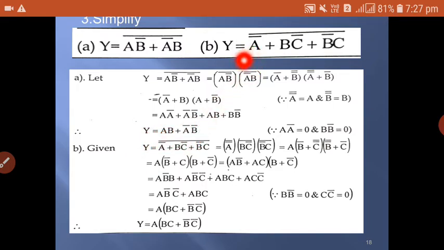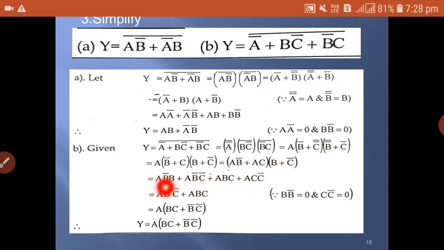Again considering the second example, A bar plus BC bar plus B bar C whole bar. So this is of the form A plus B plus C whole bar, which is again equal to A bar into B bar into C bar, which is A bar whole bar into BC bar whole bar into B bar C whole bar. So I can write this as A into, again of the form AB whole bar, which is equal to A bar plus B bar, which is nothing but B bar plus C bar whole bar into B double bar plus C bar. So it will be A into B bar plus C into B plus C bar. So it will be AB bar plus AC into B plus C bar.